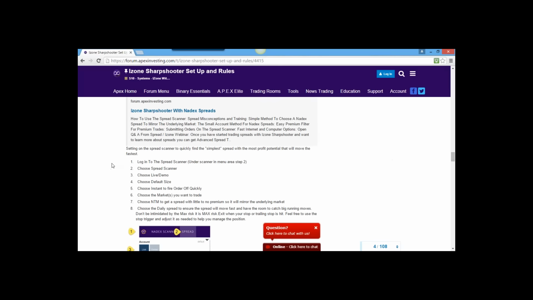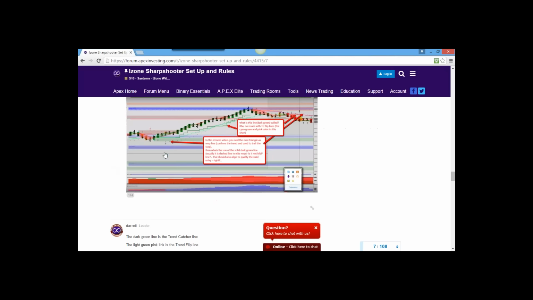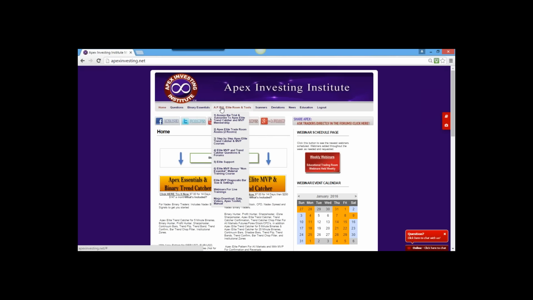If you scroll on down a little quicker here, it's a whole section of conversation back and forth between traders that are trading the IZONES Sharpshooter, questions and answers, great combo back and forth, screenshots of, hey, what did I do right, what did I do wrong? Everything you need to know is on this tab right here pretty much.